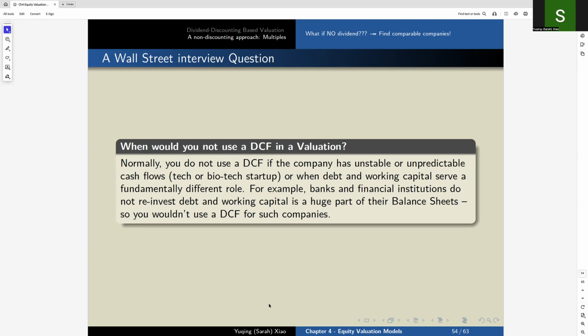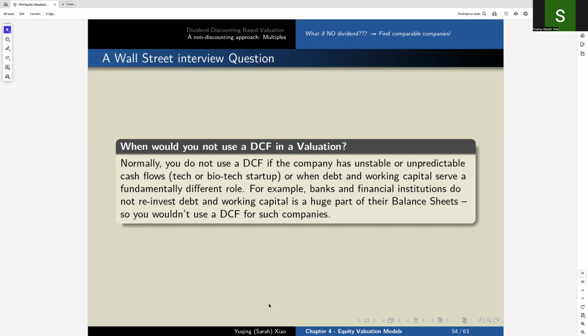Now I want you to consider this Wall Street interview question. What if a company doesn't pay dividends, or its cash flows are highly unpredictable? Do we just give up on valuation? The answer is no. But this is where the discounted cash flow approach breaks down. For example, early-stage tech companies or biotech startups may reinvest everything, so they have no dividends. Financial institutions like banks have very complicated balance sheets, making free cash flow tricky to define.